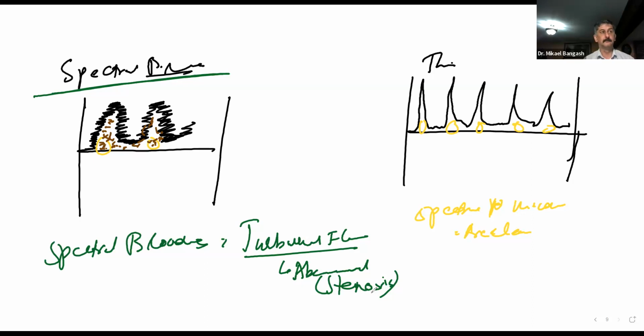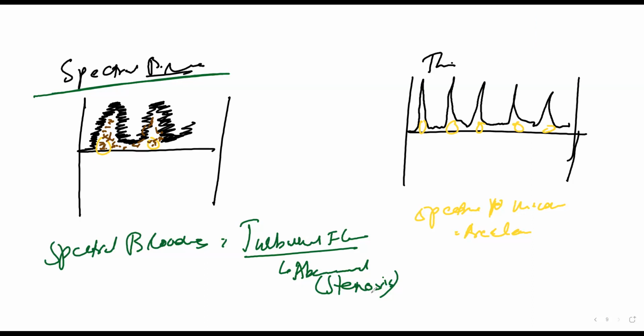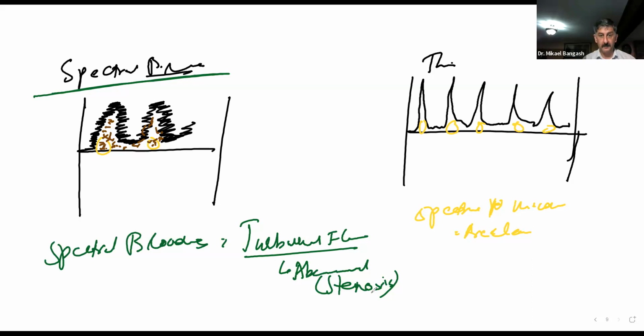Did that make sense? Yes, it did. Clear? But then again, please remember, it's not always going to be okay to say that just because we had spectral broadening, or something that looks like spectral broadening, that it automatically means we have a turbulent flow.